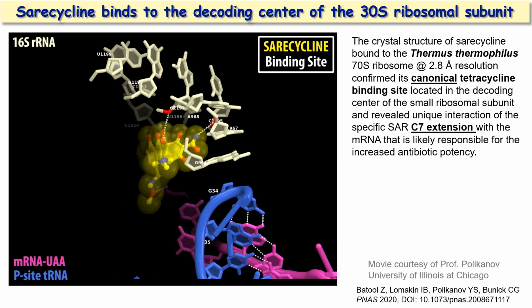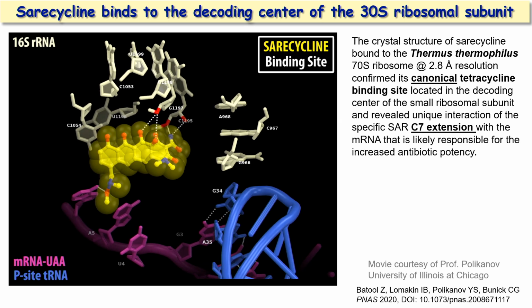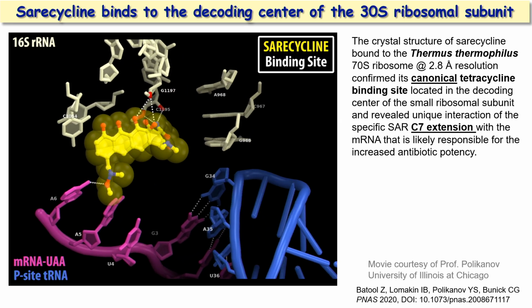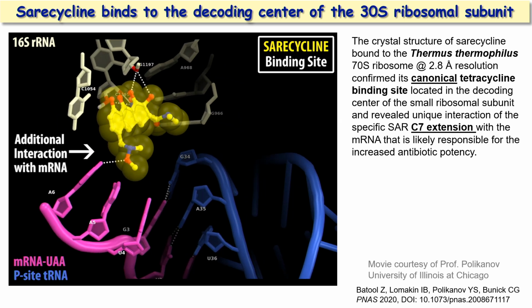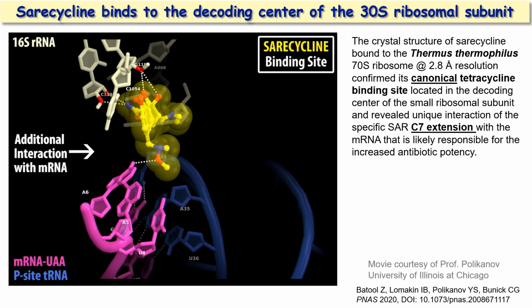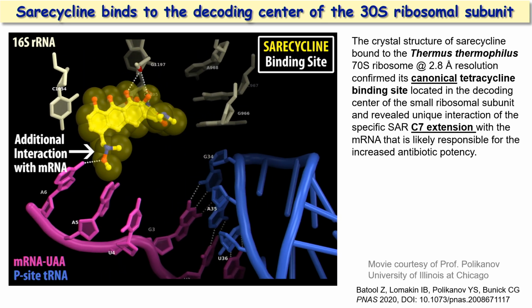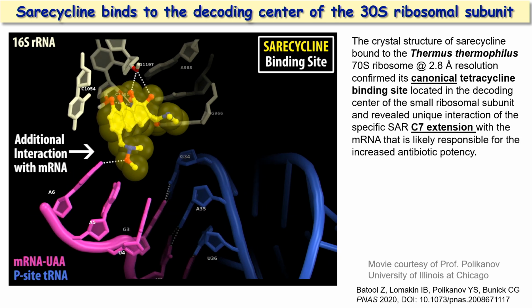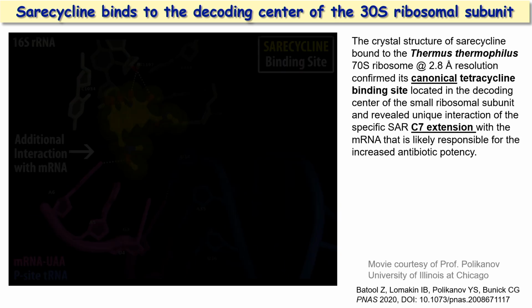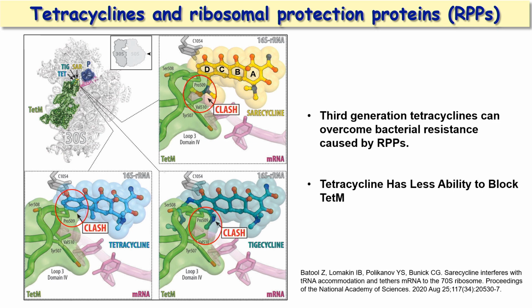It also explains how sarecycline can interfere with resistance mechanisms of bacteria, because that extension is also long enough to block some binding nucleotides for this TET-M protein, the ribosome protection protein. So that's how sarecycline avoids, in part, resistance to antibiotics. That does not happen for the regular tetracycline.